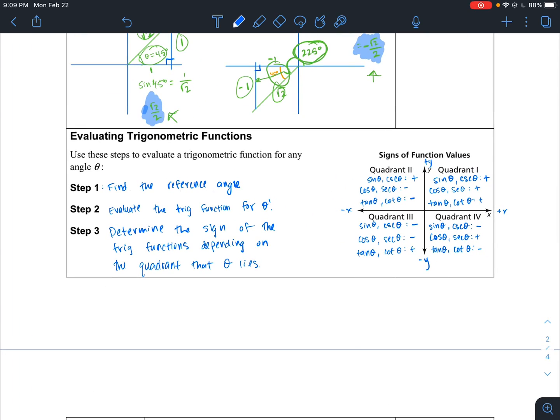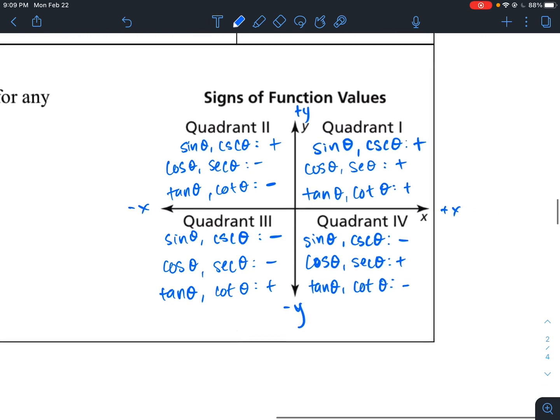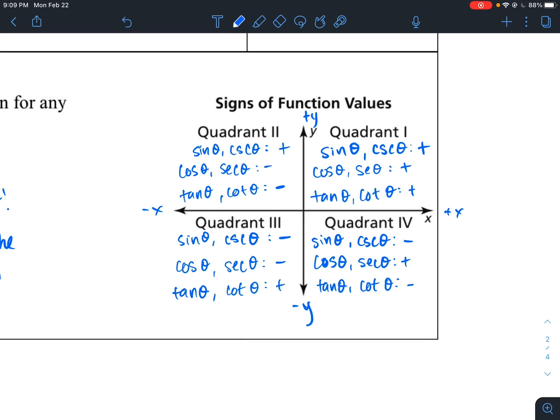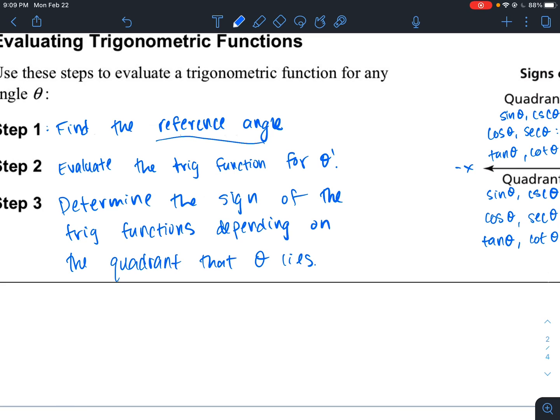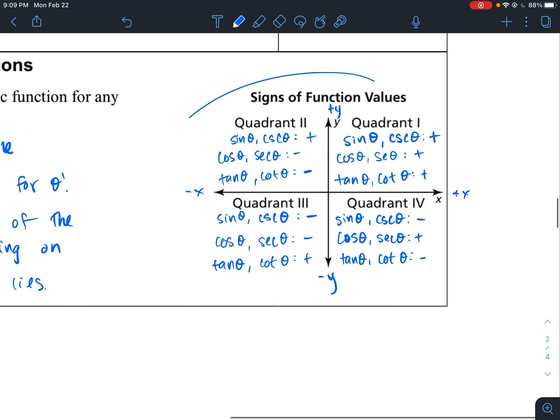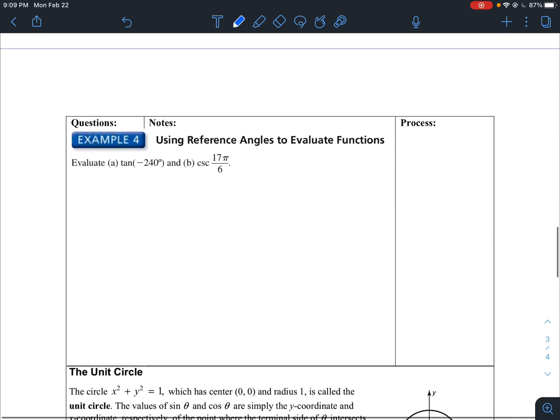Okay, so this is what you can refer to, the signs of trig values. So find your reference angle, evaluate the trig function for said reference angle, and then you can determine the sign by using this. So let's put this into practice right here.